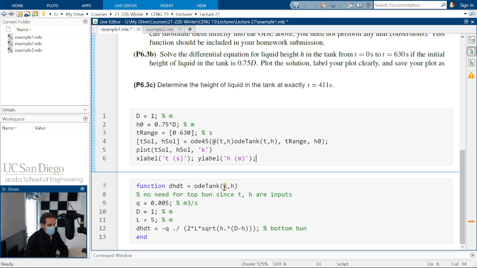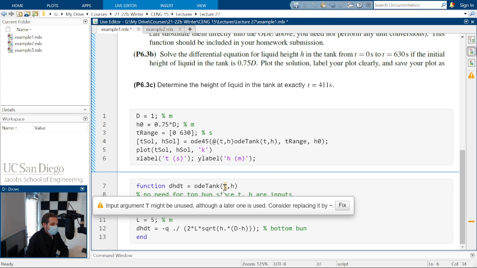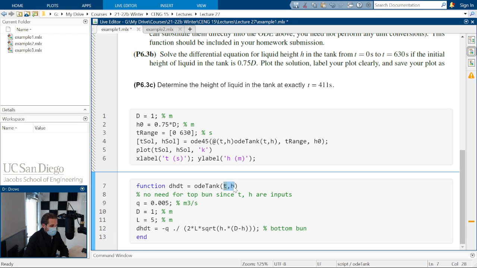Matlab will usually complain because so often we don't need both of the input arguments on our ODE function. It'll highlight it in orange and say, I think you haven't used this. You've defined it, but you haven't used it. You might want to omit it. Don't omit it. ODE45 needs it there to know which variable is which. It always follows this pattern of the thing on the bottom followed by the thing on the top, which is independent variable followed by dependent variable.